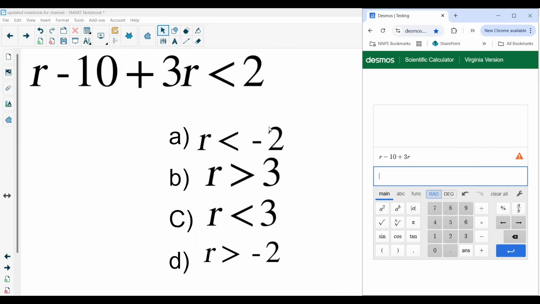So our answer choices are either -2 or +3. Okay, so let's say r equals, and I see -2. Do we get +2 for our answer? Nope, we get -18. Now let's try +3. Do we get +2? Yes, we do. So we can go ahead and get rid of A and D. Let's cross that out.